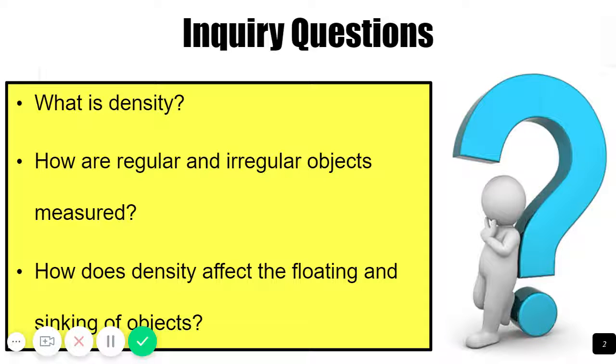These are the inquiry questions which I want you to think about throughout the entire session. Firstly, what is density? Second, how are regular and irregular objects measured? In this case, we are dealing with two SI units, mass and volume. Lastly, how does density affect the floating and sinking of objects? Please bear in mind these 3 questions when we are reviewing this session.